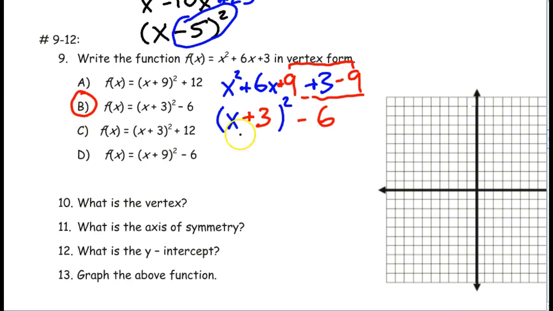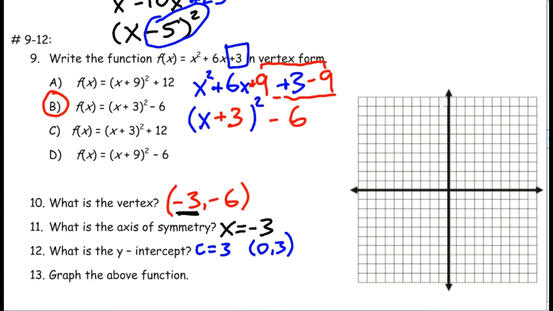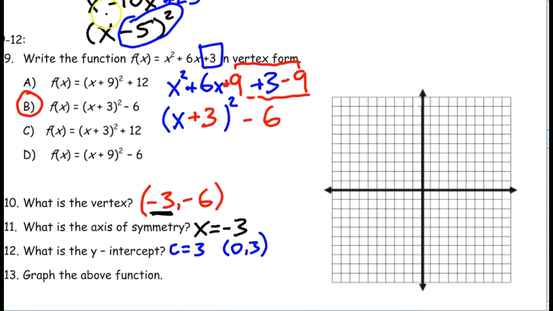Okay? So the vertex, remember it's opposite, so it's actually at -3, -6. Axis of symmetry, that's actually this right here. So it's x equals -3. The y-intercept we can get from the standard form. Okay, so y-intercept is going to be 3, and we'll use that c equals 3, or you can write 0, 3 as the y-intercept, and then we can go ahead and graph everything.